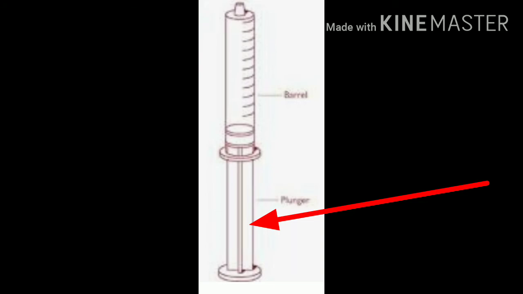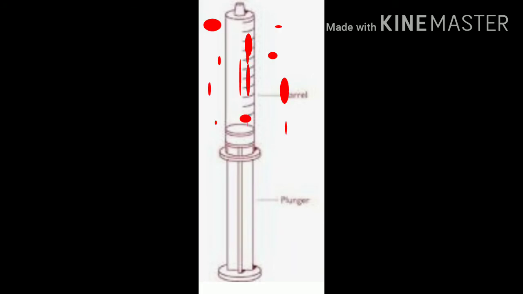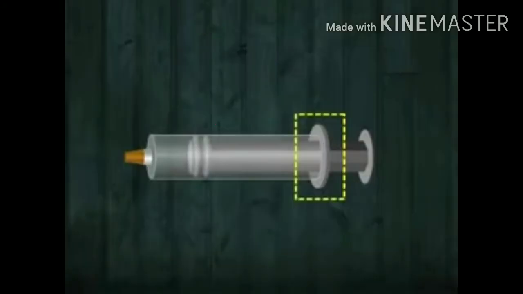Here in the diagram, the plunger is pulled backside, and it remains at its place because air is present in the syringe. When we pull the plunger, the air enters through the mouth into the barrel. Now the air inside the barrel and outside the barrel exert equal pressure. As both pressures are equal, the plunger remains at the backside.